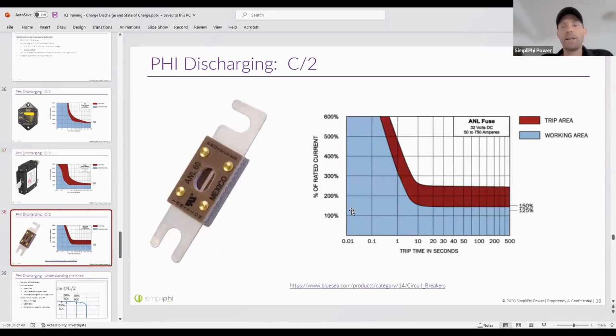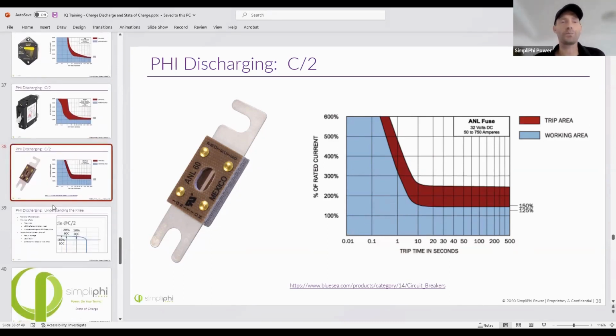Here's an example of an A&L fuse. This fuse will not burn right away. What happens as current passes through a fuse is the fuse has a resistance to it and it gets hot. If it gets too hot, it melts. This particular fuse will only burn out if you're at about 150% of load, or 90 amps, and it will still take 10 to 20 seconds to burn out. So keep those in mind if you're going to use those.